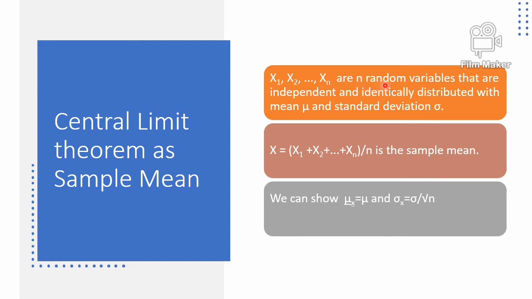These are n random variables that are independent and identically distributed with the probability mean and the standard deviation. Suppose you also get the sample mean. So x bar is equal to x of 1 plus x of 2 plus x of 3 up to x of 30, divided by n, which is 30. You will get the sample mean, or the average mean. We can show that the average mean is equal to the probability mean, and the standard deviation of the mean is equal to the standard deviation divided by the square root of n.